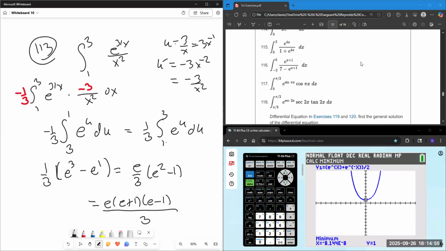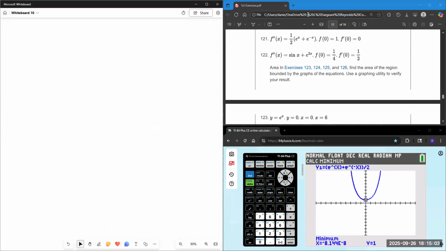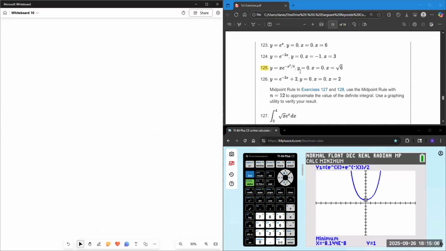Scroll on down here to 125, and we're asked to find the area of the region. So 125 says y is equal to x e to the negative x squared over 4, y equals 0, x equals 0, x is equal to root 6.